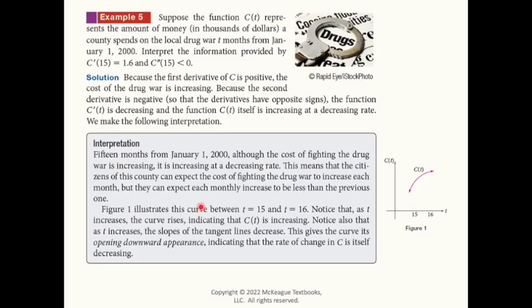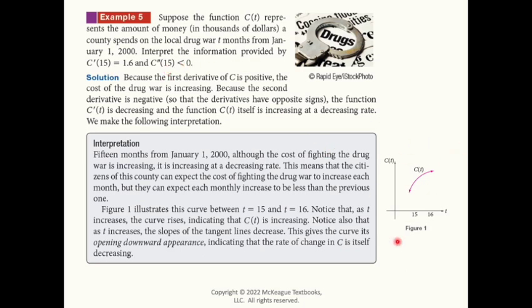Let's look at example 5. It says, suppose the function C of t represents the amount of money in thousands of dollars that a county spends on the local drug war t months from January 1st, 2000. So this is saying that t equals 0 is our starting point, which represents January. Interpret the information provided, using the fact that the first derivative of the cost function evaluated at 15 is 1.6, and the second derivative evaluated at 15 is negative.